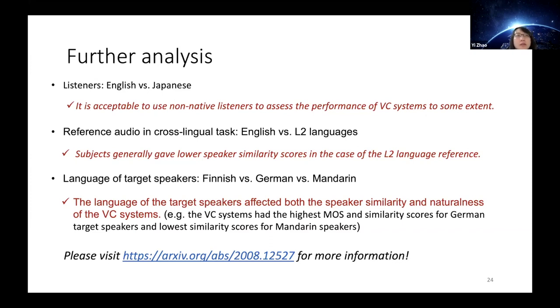Secondly, the choice of the language of the reference audio is very important. Listeners generally gave lower speaker similarity scores in the case of the L2 language reference. Thirdly, we found that most of the VC systems had the highest similarity scores for German target speakers and the lowest similarity scores for Mandarin speakers. This may be partially due to the linguistic distances to English, but this requires further investigation.